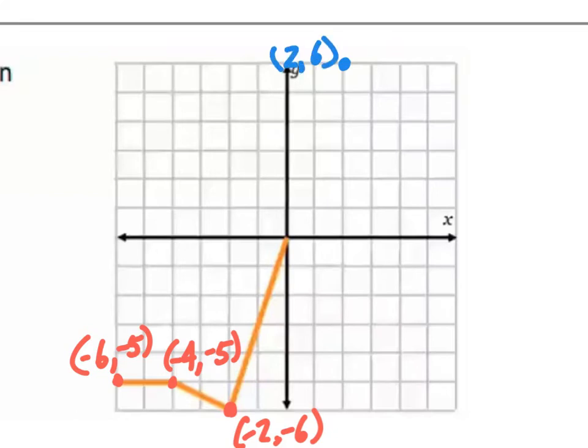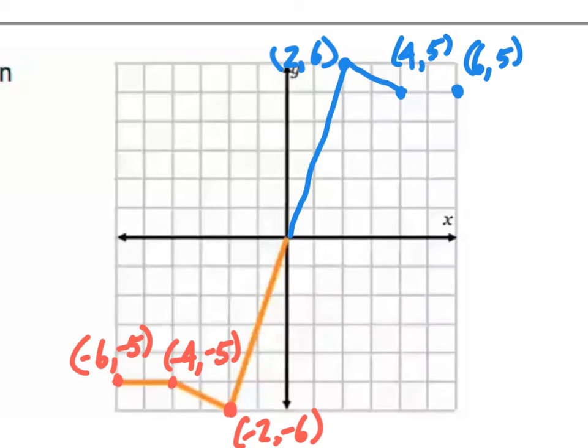Notice how it's opposite. Same thing over here. The opposite of negative 4, negative 5 would be 4, 5, which would be right here. And then the point 6, 5 is right here. All I would do is then connect those points, and then they are symmetric with the origin, because they are opposites.